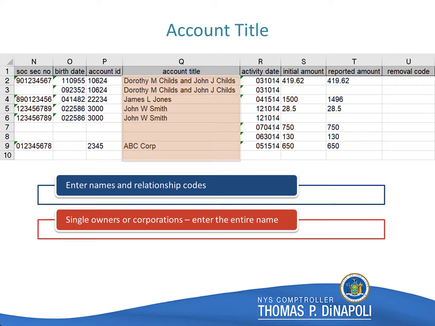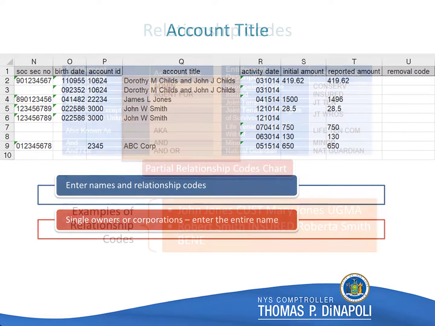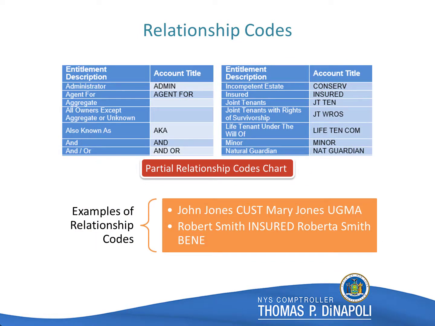In column Q, enter the account title. Make sure the names and relationships of all owners are as they appear in your records. If there is only one owner, or the owner is a corporation, enter the entitled owner's entire name. Use the relationship codes found on our relationship codes chart in the account title field. For example, use John Jones, C-U-S-T, Mary Jones, U-G-M-A, to state that John Jones is the custodian for Mary Jones, who is or was a minor. For a full list of acceptable relationship codes, contact our reports processing unit.